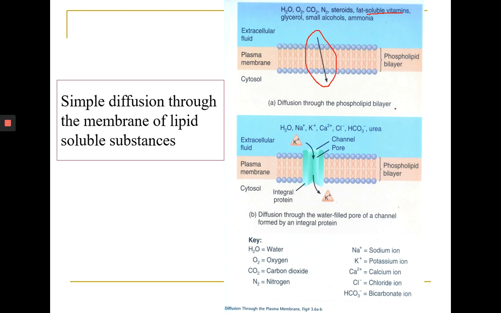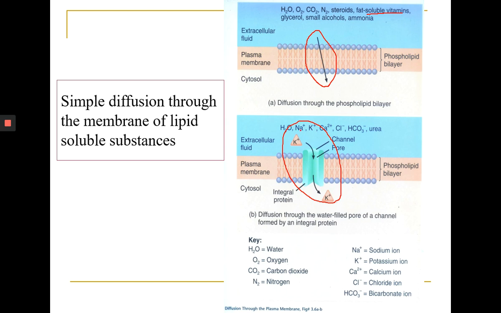So this is diffusion. Now also, if the channels here are open, say this is a potassium channel. If the potassium channel is open, the potassium will also diffuse from higher concentration to lower concentration through the channel. But here there is a condition: the channel has to be open. If the channel is not open, there is no diffusion. So this is diffusion through channels, or sometimes through water-filled pores of channels.